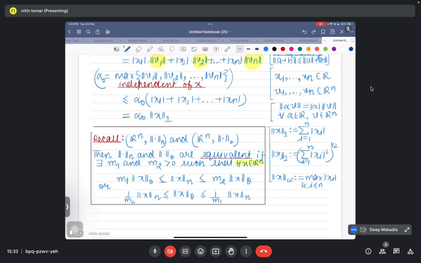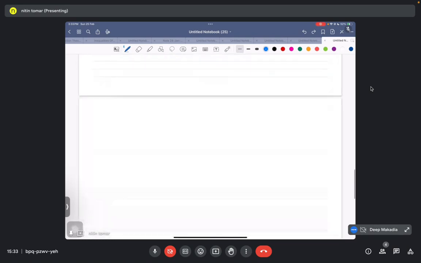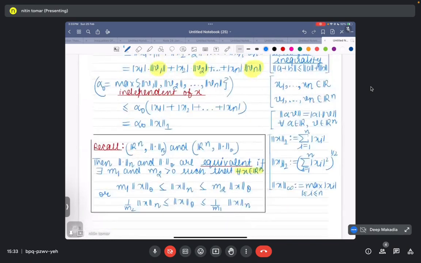Now in the last class, yes. In this course, I am sticking to these three norms.